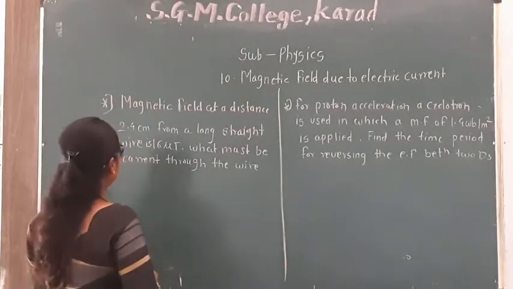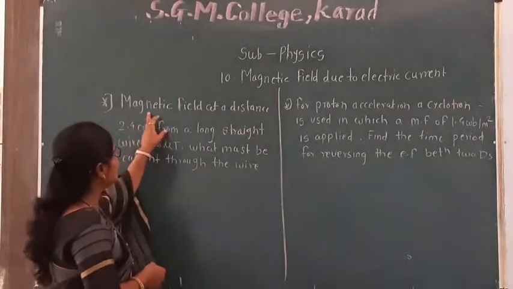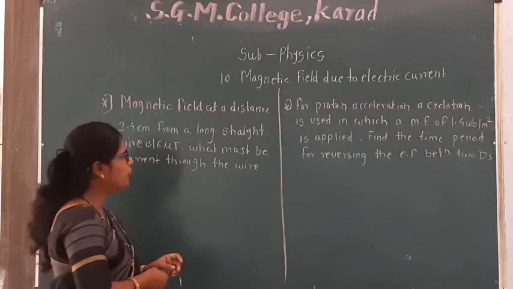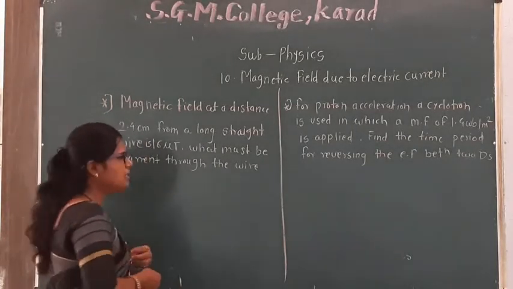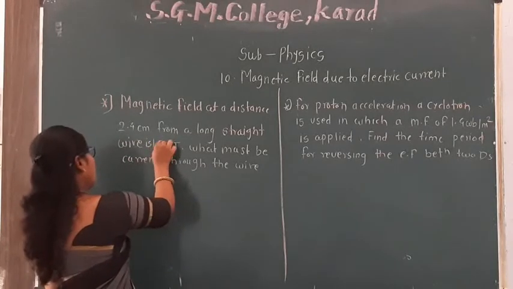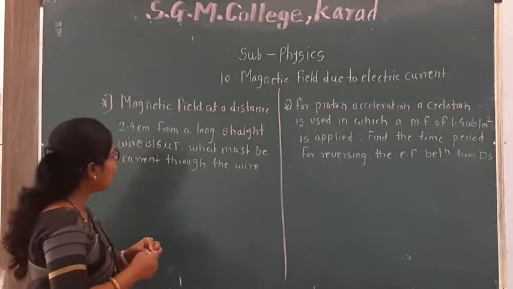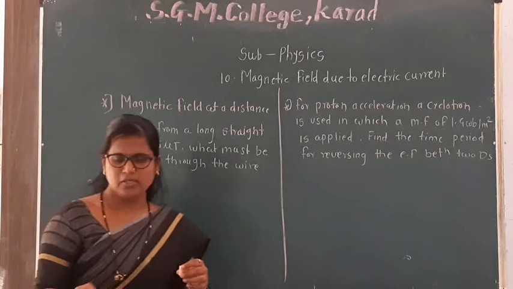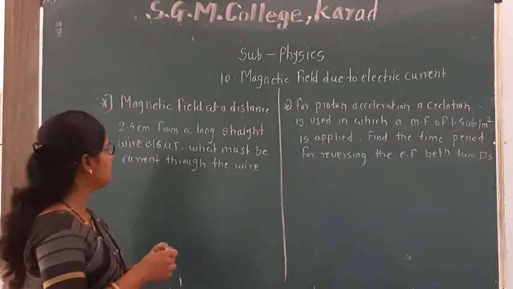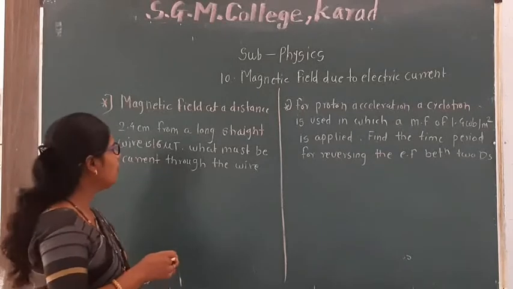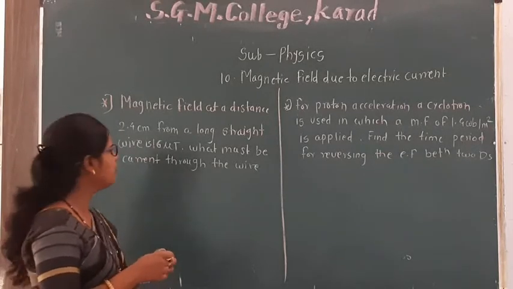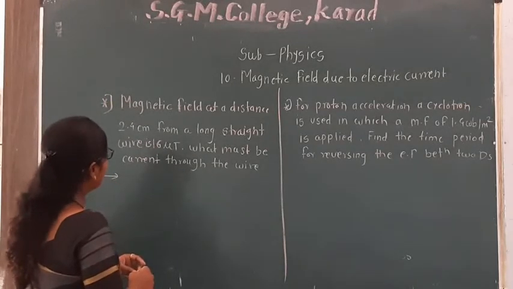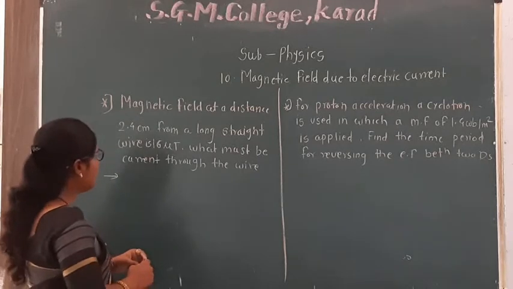Now one more example is here. First we read: the magnetic field at a distance 2.4 centimeter from a long straight wire is 16 microtesla. What must be the current through the wire? First of all, we are going to learn this example. We have to read this example carefully. Then see which terms are given. We have to calculate what must be the current through the wire.